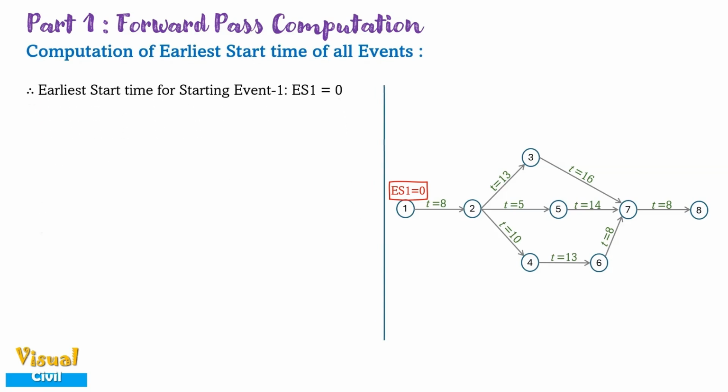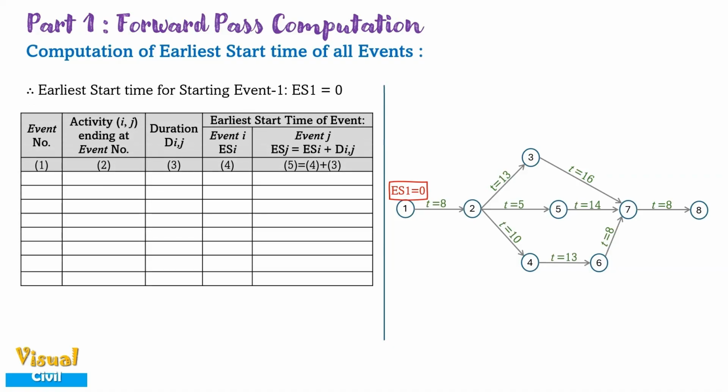Let us do the remaining computation in tabular format as shown here. In the table, column 1 shows the event number. Column 2 enlists the activities ending at event number shown in column 1. Column 3 represents the duration of activity shown in column 2. Column 4 shows the earliest starting time of start event i for an activity ij. And column 5 shows the computation of earliest start time of end event j for an activity ij.